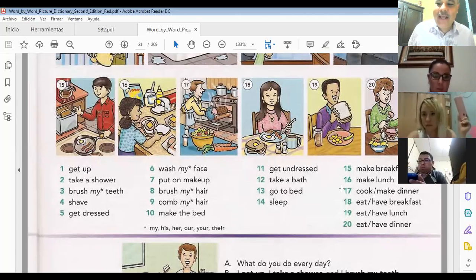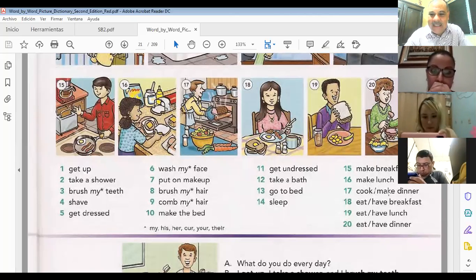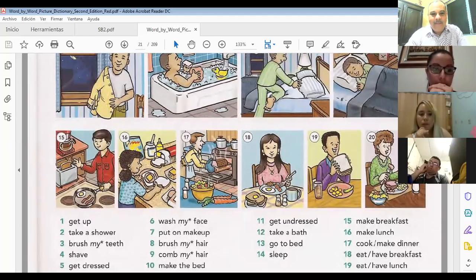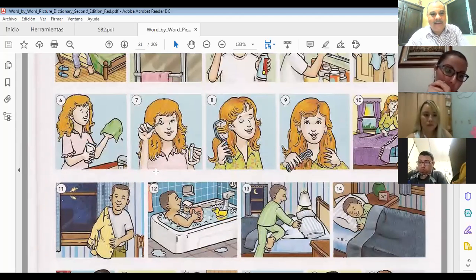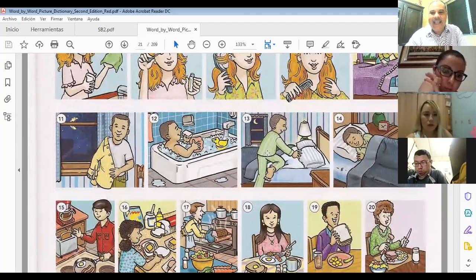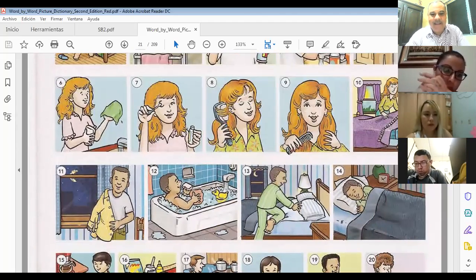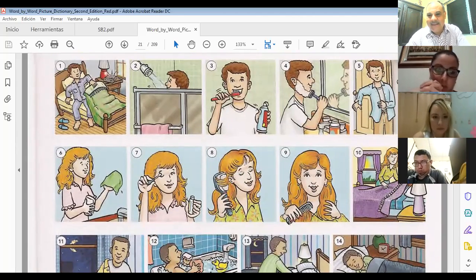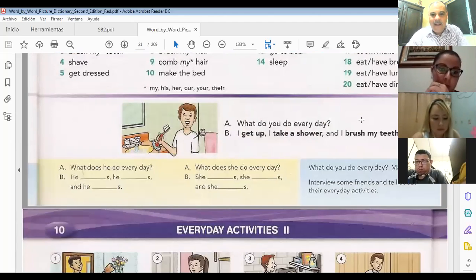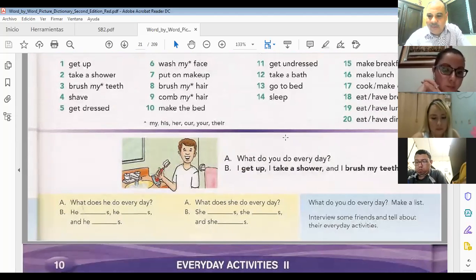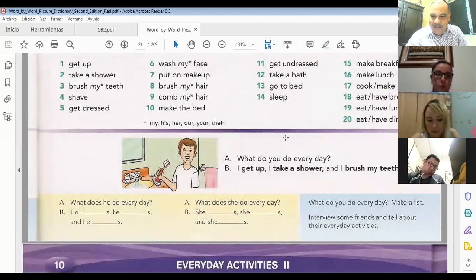Vaya, le voy a dar una clave: practique con el vocabulario que le cuesta. Por ejemplo, el de las mujeres, put on makeup, es maquillarse. Put on makeup, wash my face, get undressed, get dressed, vestirse. Okay, remember that tomorrow, mañana nos va a decir todo lo que hace, cuál es su rutina.